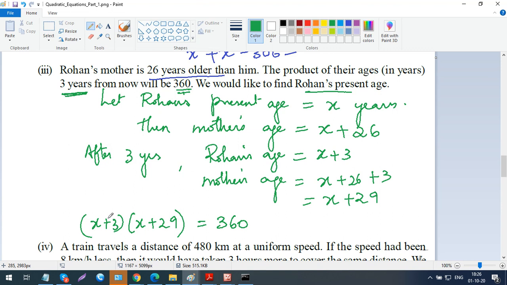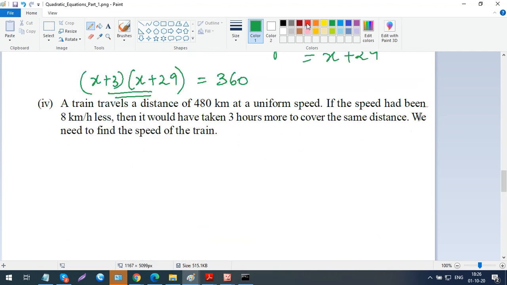The last one. So here it says, a train travels a distance of 480 kilometers at uniform speed. How much distance has it traveled? 480 kilometers, and it's traveling with a uniform speed. That is, it's not changing its speed. It's just going with one particular speed. If the speed had been 8 kilometers per hour less, then it would have taken 3 hours more to cover the same distance. We need to find the speed of the train.